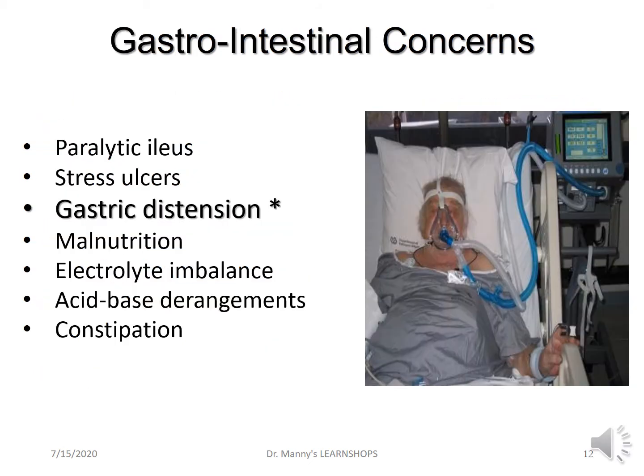There could be gastrointestinal concerns because of decreased blood flow as a result of being on a mechanical ventilator, which results in a paralytic ileus. A stressful situation promotes gastric or duodenal ulcers. They could be malnourished because you're not feeding them. There could be an electrolyte imbalance, acid-base derangements. Because of immobility, they may develop constipation. They could also develop gastric distension because of air going into the gastrointestinal tract, the stomach.